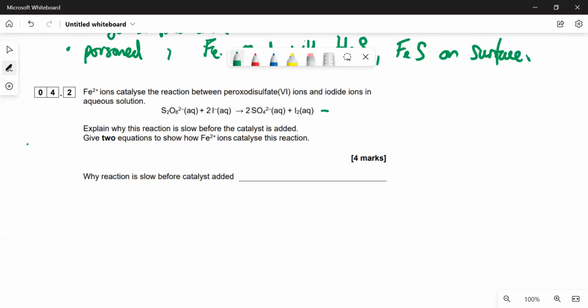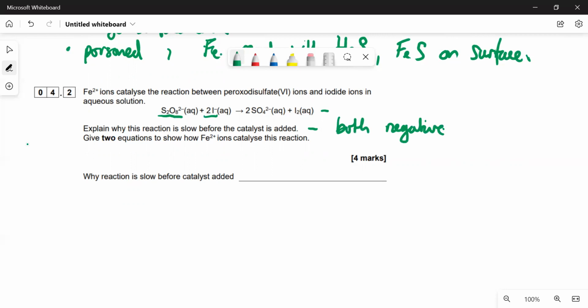Explain why this reaction is slow before the catalyst is added. The reason is because they're both negatively charged. The peroxodisulfate ion and the iodide ion are both negative, so they're going to repel. Now, give two equations to show how the Fe2+ ions catalyze the reaction.